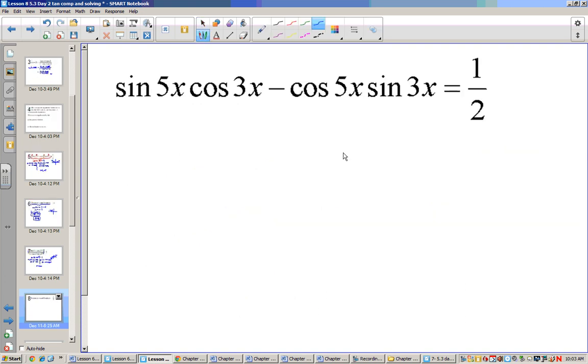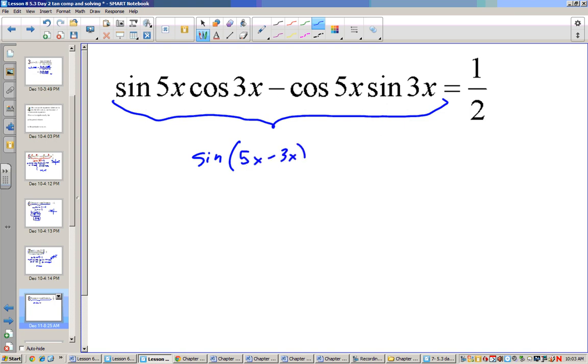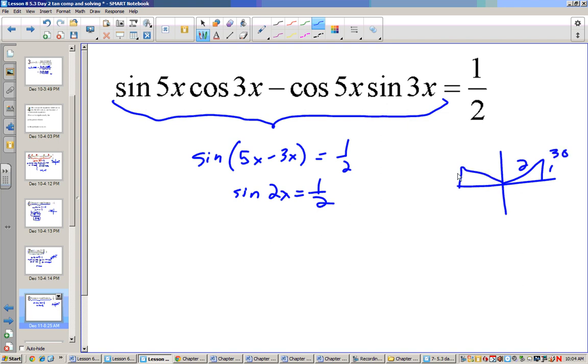Now, again, try this one on your own if you're getting it. We take this, sine cosine, so we know it's sine. There's a subtraction, so we're going to subtract 5x minus 3x. So that's going to be the sine of 2x. So now we've got to look where sine is 1/2. I think we've already done this. That's at 30 degrees, and over here at 150.